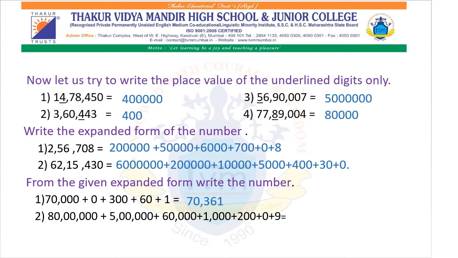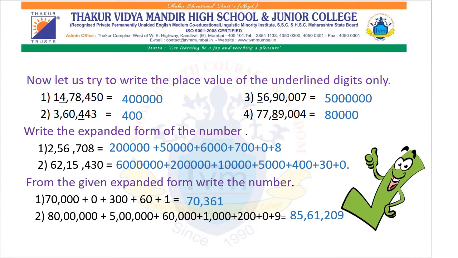Correct? The second number is 80 lakh plus 5 lakh plus 60,000 plus 1,000 plus 200 plus 0 plus 9. So it is 85 lakh 61,209. Correct? Well done, children. Have you understood? Good.